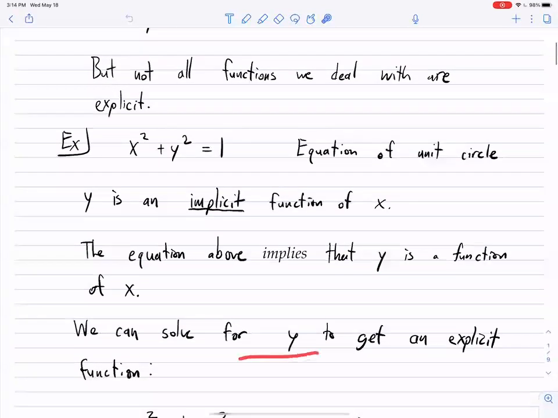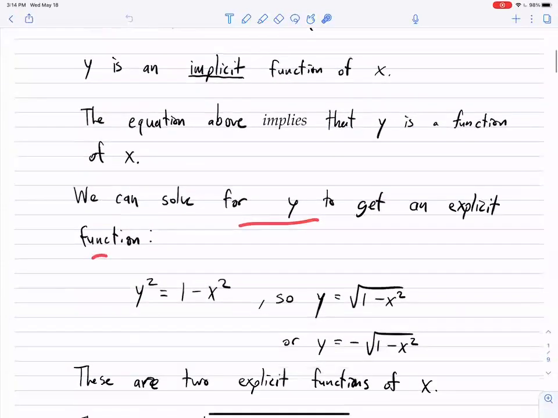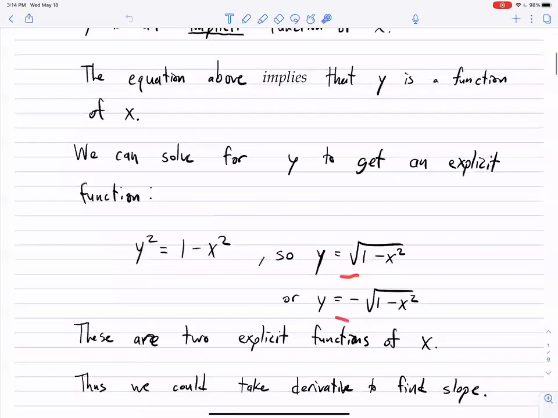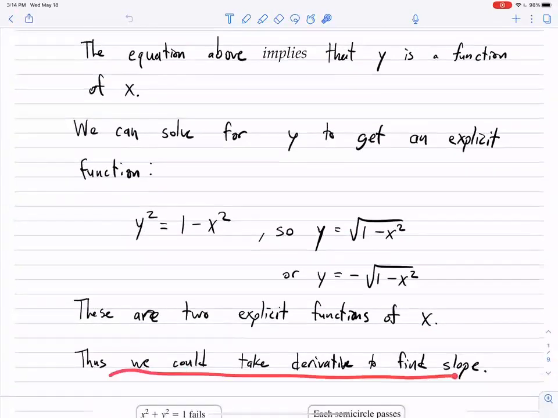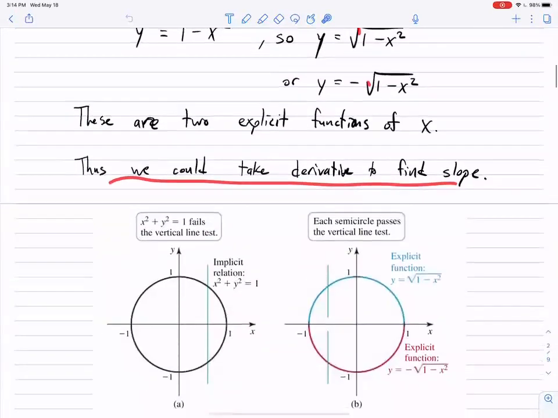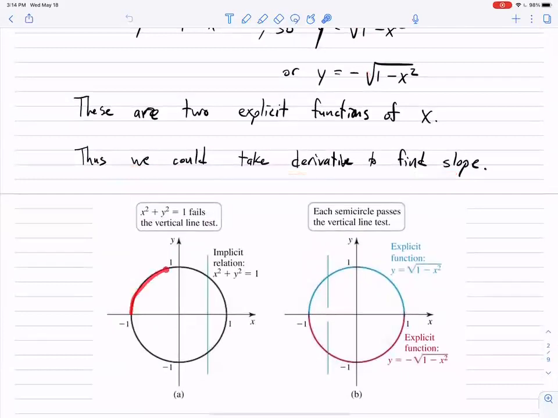We can solve for y to get an explicit function, right? So what you do is you subtract x squared from both sides and take the square root. And so y could be plus or minus the square root of 1 minus x squared. These are two explicit functions of x. And we could take the derivative to find the slope. So for instance, this is the total equation. The top one is when y equals the square root of 1 minus x squared, and the bottom one is negative square root of 1 minus x squared.